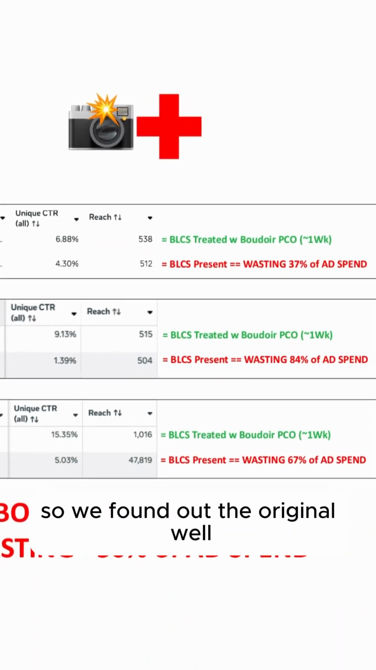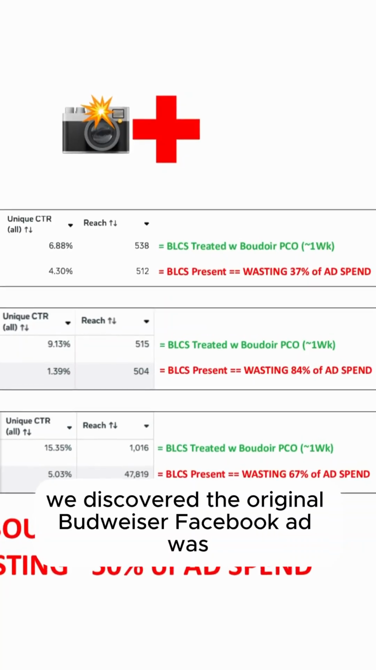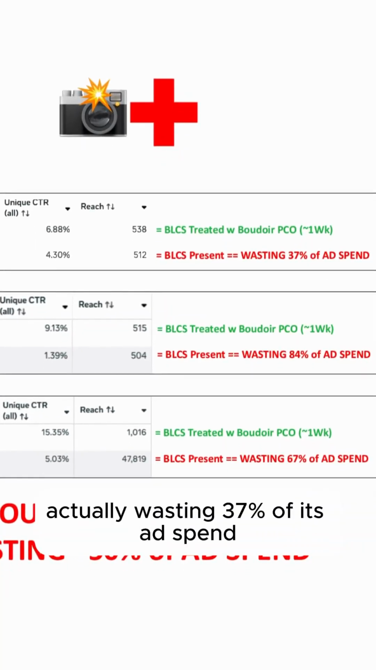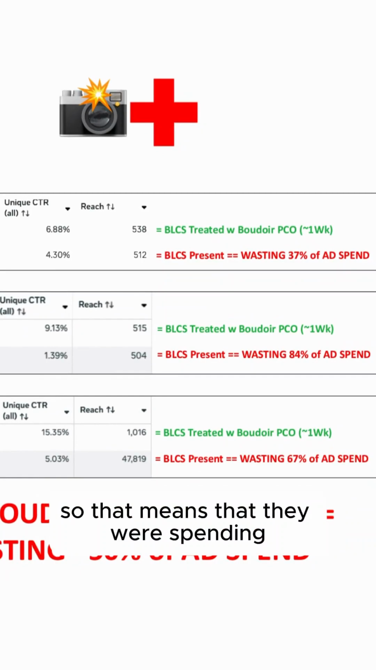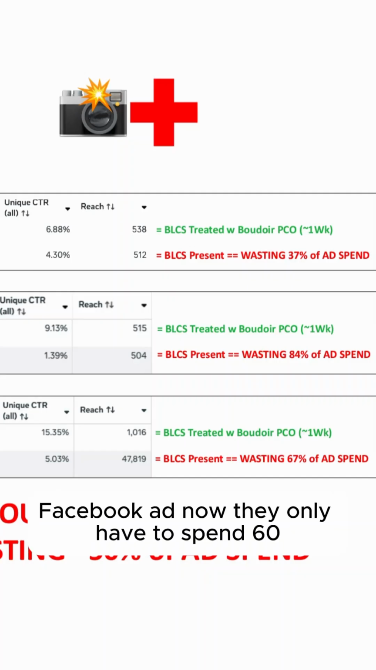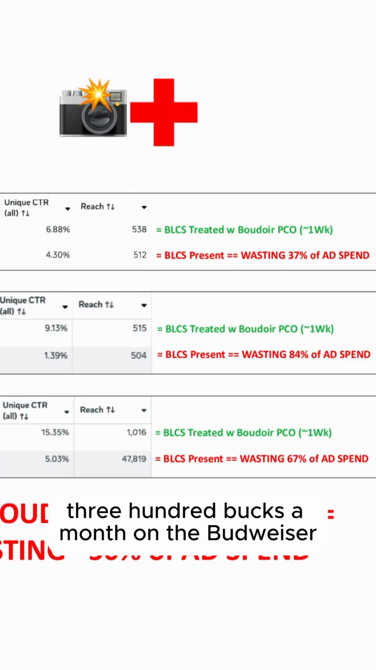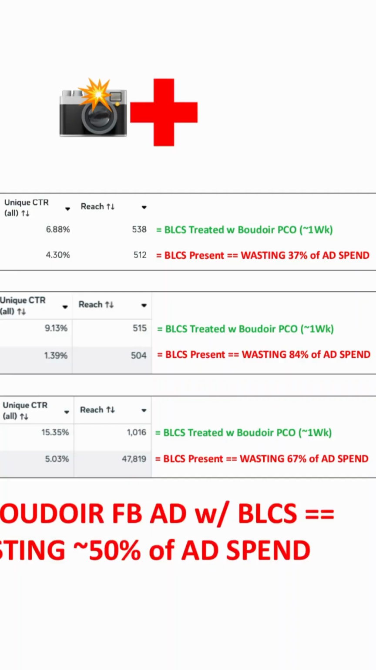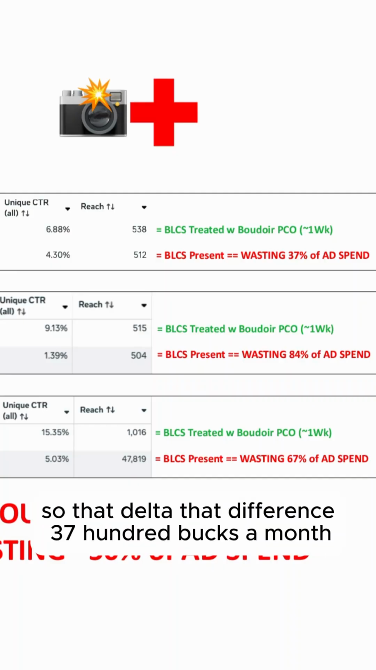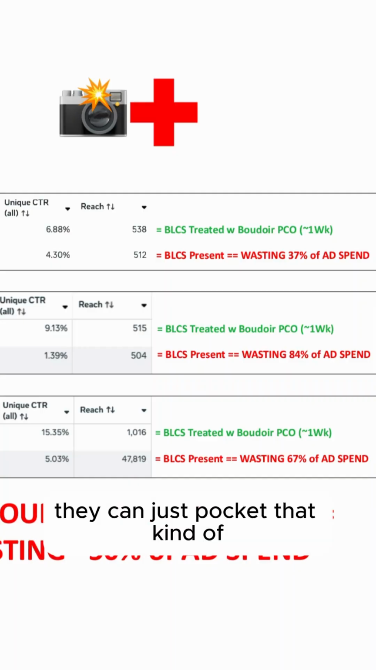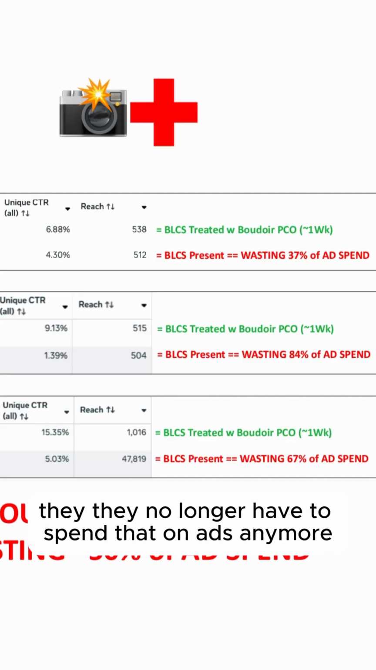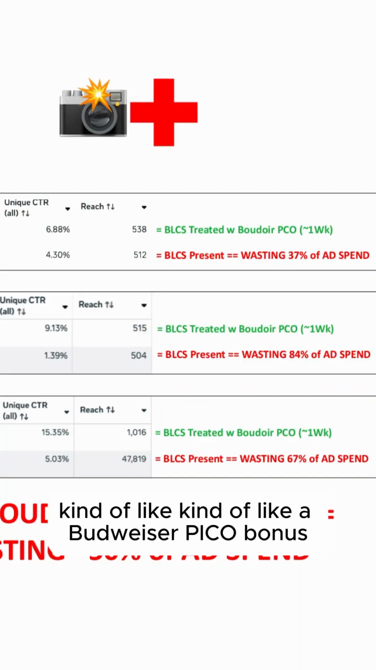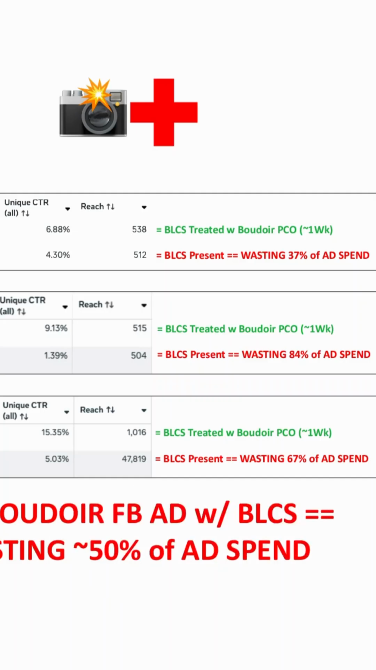So we discovered the original boudoir Facebook ad was actually wasting 37% of its ad spend of what it could have been achieving. So that means that they were spending 10 grand a month on the original boudoir Facebook ad. Now they only have to spend $6,300 a month on the boudoir Pico treated ad to get it into the same number of women's brains. So that delta, that difference, $3,700 a month, they can just pocket that kind of as like a phantom bonus. They no longer have to spend that on ads anymore, kind of like a boudoir Pico bonus.